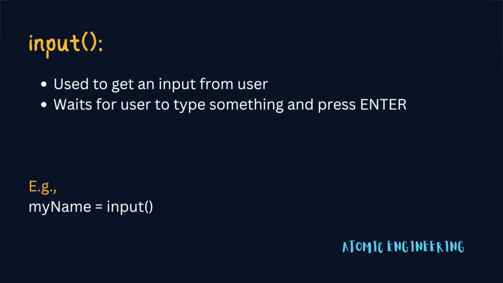And the next one is the input function. The input function is how we get input from the user. When the input function is called, it waits for the user to type something and press enter.